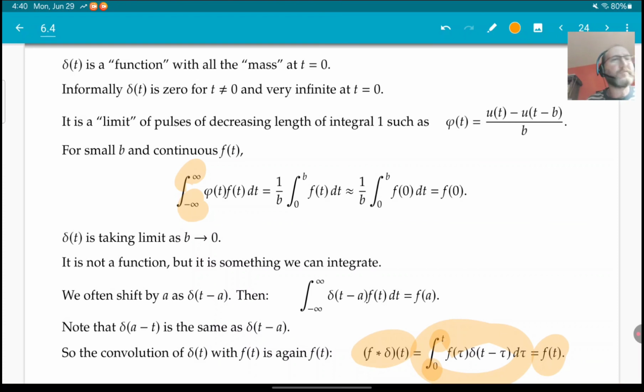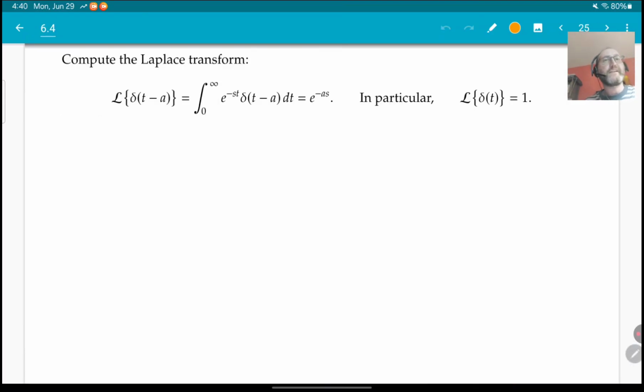It seems maybe not useful at first. It seems like we're just making things more complicated, but it's going to end up being quite useful. All right. So let's compute the Laplace transform. Again, it's something that we can put under the integral. We can easily compute the Laplace transform because the Laplace transform of anything is just given by an integral. So we put it in, and what the delta function does is pick out the value of the function.